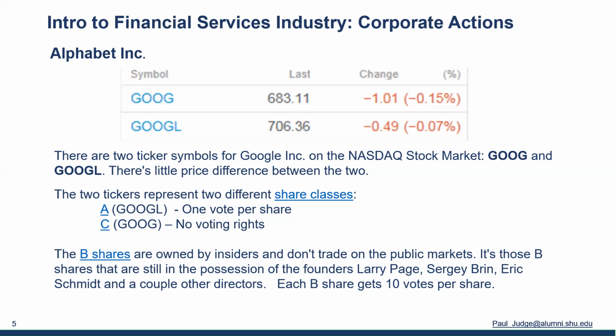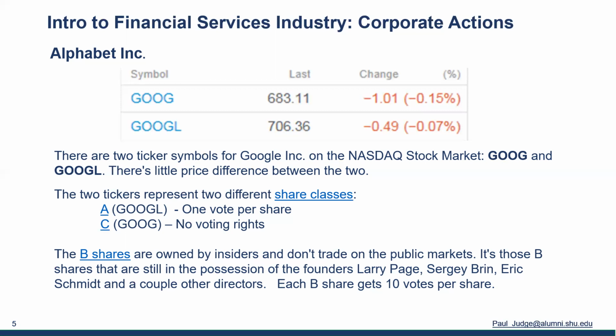And then separately from this, there's just a note here that there's also a B issue of Google stock that's not traded publicly. It's not traded on the exchange. It's not traded on any of the public markets. It's held privately by the founders and a few of the other directors. And the B issue, each one share has 10 votes. So normally you have one vote for one share. In this case, the B issue has 10 votes for one share.